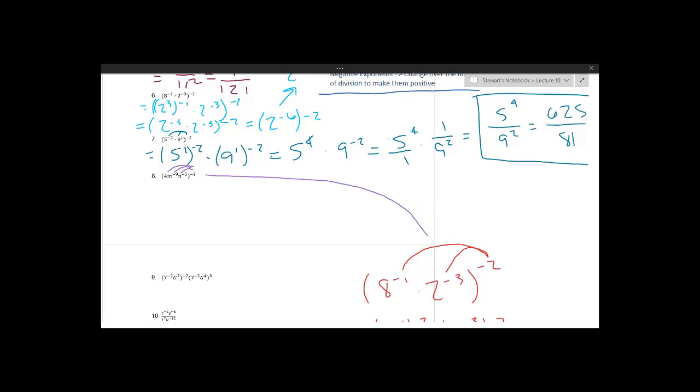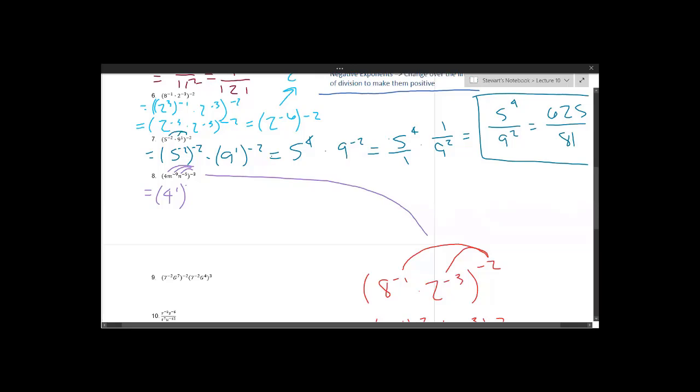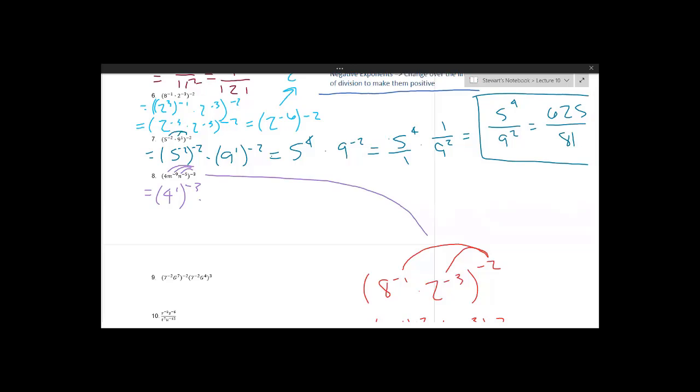When there's variables and a number, you have to apply that exponent to all of them to get the right answer. So we'd have essentially 4 to the first power, because you can always assume that a number can be raised to the first power, to the negative third, times m to the negative ninth to the negative third times n to the negative fifth to the negative third.